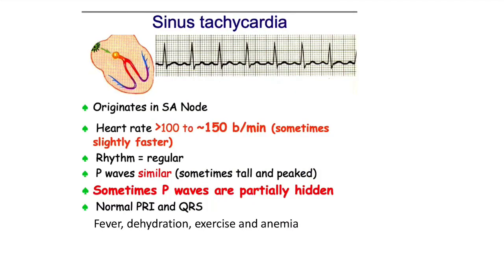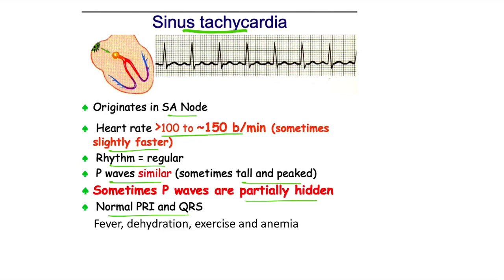Now let us see about sinus tachycardia. They originate in the SA node. The heart rate will be more than 100 to around 150 beats per minute. Sometimes it might even be slightly faster. The rhythm will be regular. All the P waves will be similar. The P waves will be sometimes tall and peaked. Sometimes the P waves are partially hidden. There will be normal PR interval and QRS complex.